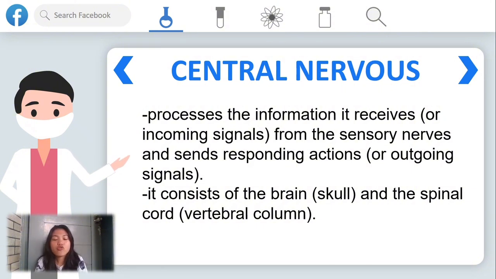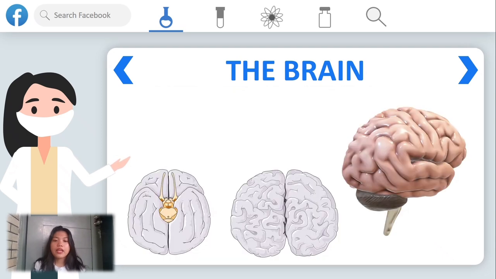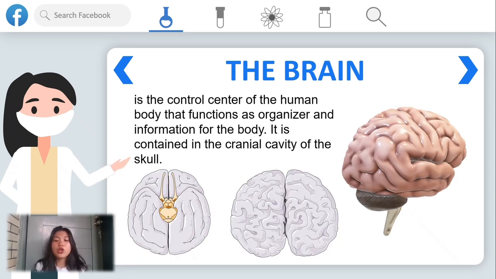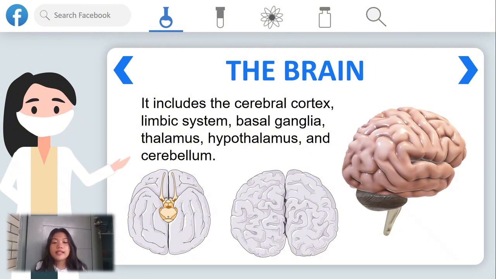Interpreting the information and issuing appropriate commands are the responsibility of the two parts of the central nervous system, which are the brain and the spinal cord. So we have here first the brain. The brain is the control center of the human body that functions as organizer of information for the body. It is contained in the cranial cavity of the skull. So the brain includes the cerebral cortex, limbic system, basal ganglia, thalamus, hypothalamus, and cerebellum.